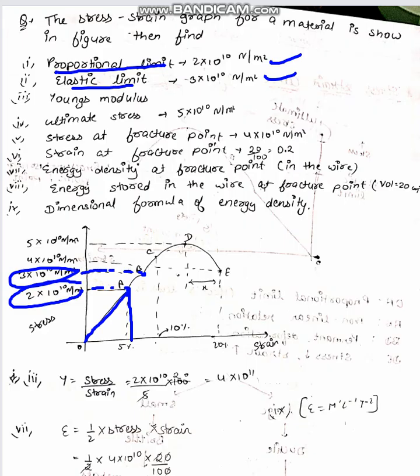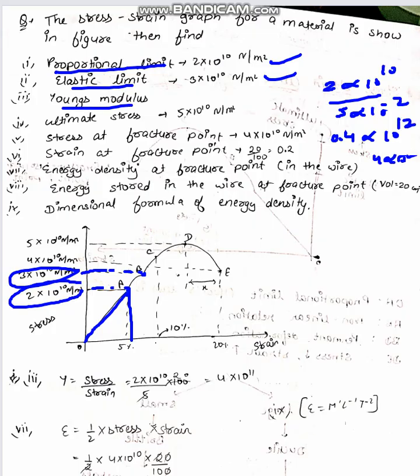So here stress is 2 into 10 to the power 10, and strain is 5%, that means 5 by 100. So 5 into 10 to the power minus 2. So this is 4 into 0.4 into 10 to the power 12, or 4 into 10 to the power 11. The third one you can calculate over here. Next is ultimate stress. So you can see the ultimate stress is 5 into 10 to the power 10.